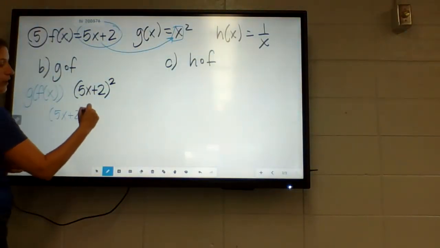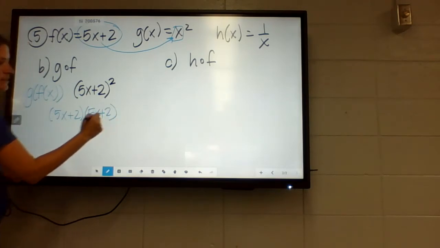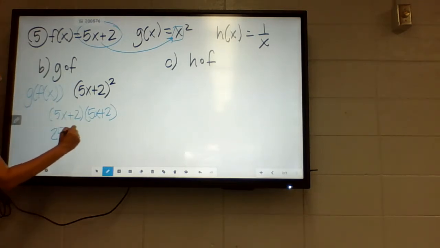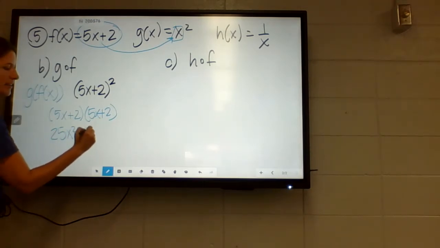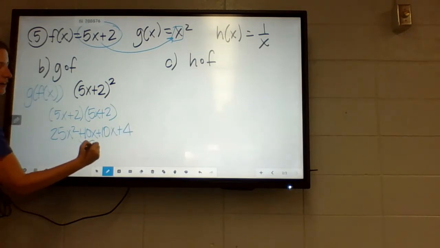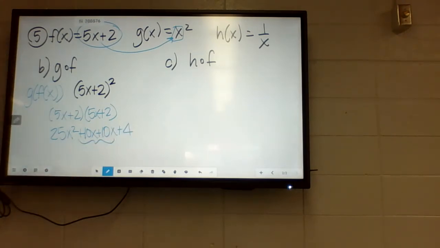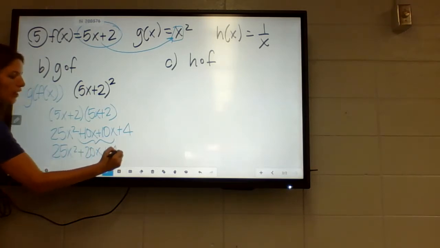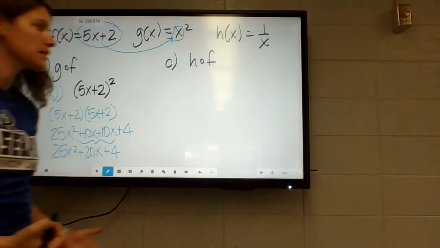And then we have to FOIL. And I saw a lot of mistakes with FOIL. So 5x times 5x, Tara, is... yeah, so silly multiplication mistakes. 5x times 2 is 10x, 10x, and then 2 times 2 is 4, and then we can combine those. So this one just ends up being kind of a doable FOIL problem, but easy to make lots of mistakes on it.